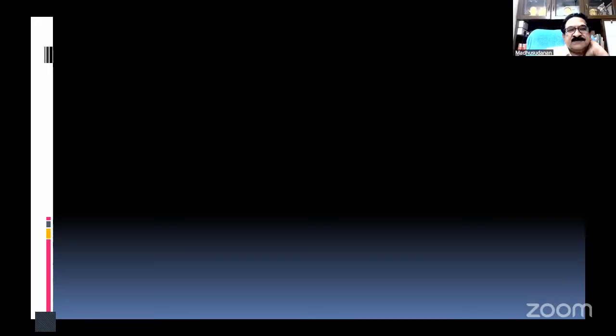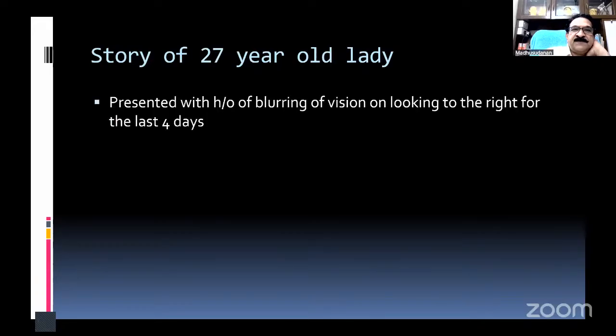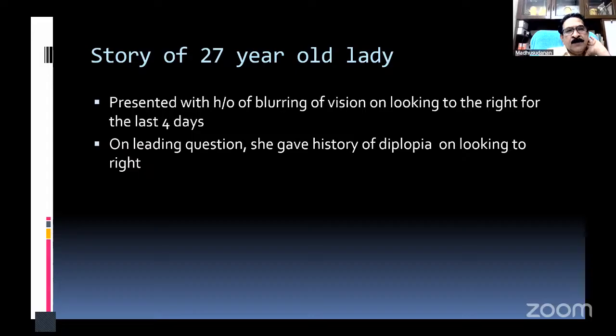Okay, this is the story of a 27-year-old lady who presented with the history of blurring of vision on looking to the right for the last 4 days. She was perfectly all right 4 days prior to that. On leading question, she gave history of diplopia on looking to the right. I asked her whether the blurring is due to the diplopia. She said yes, it disappears on closing one eye. So that made me convinced that it's likely to be diplopia, even though she did not say diplopia.